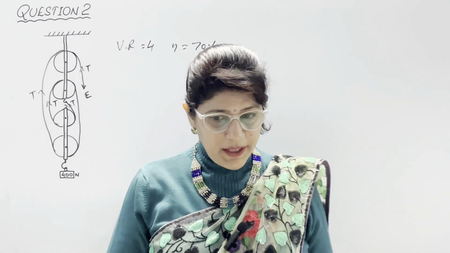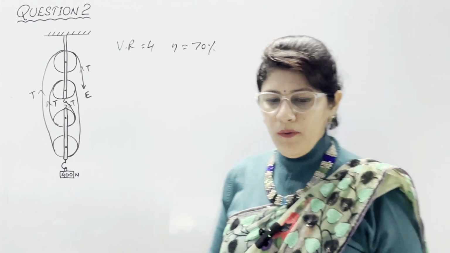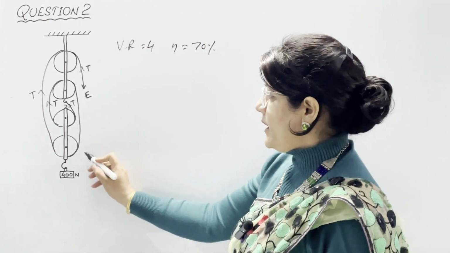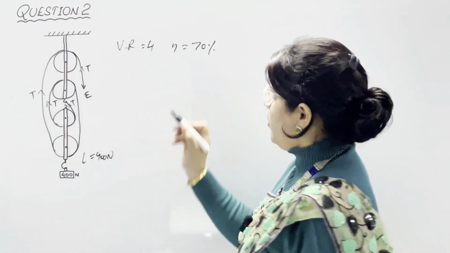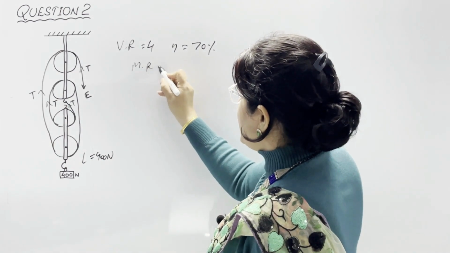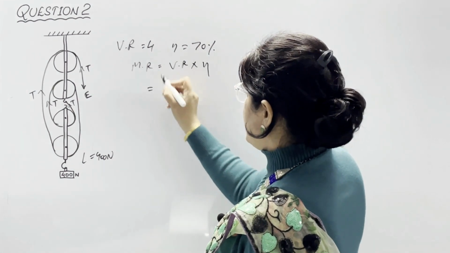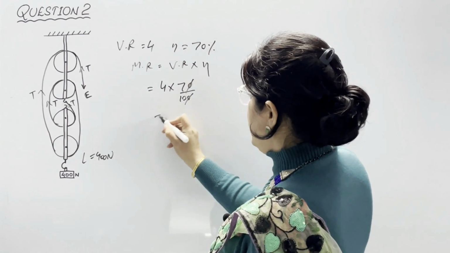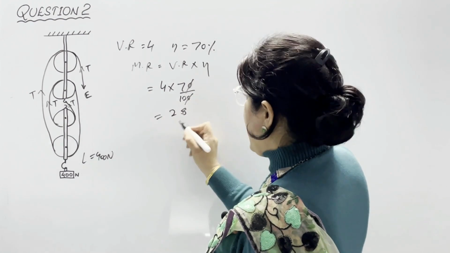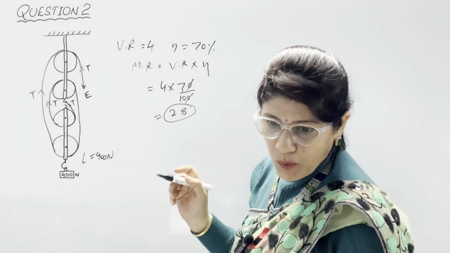Calculate the mechanical advantage of the system and the value of the effort required to raise a load of 400 Newton. Load is given as 400 Newton. Now we know the relation MA is equal to VR into efficiency. So VR is 4, efficiency is 70 upon 100. So MA is 2.8 with no unit. So the value of MA is 2.8.